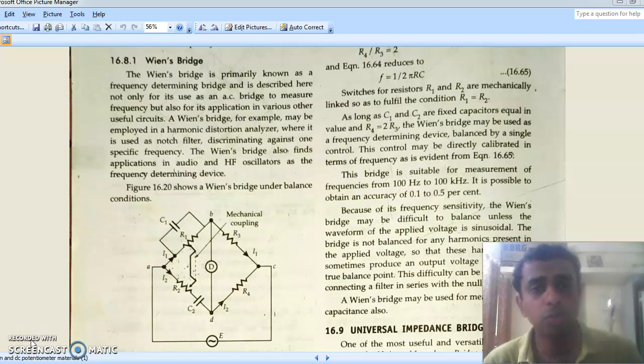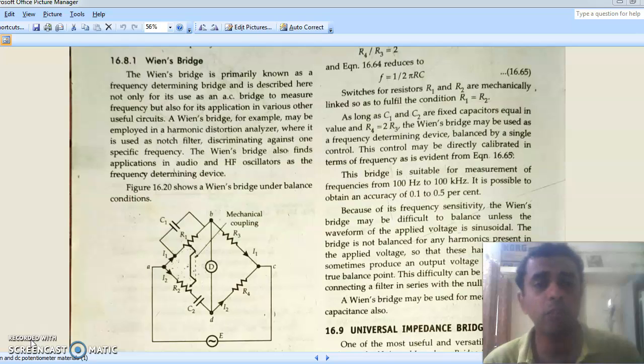One thing I forgot to mention during that lecture was that Maxwell's bridges are used to find unknown inductance of coils having a Q value, that is quality factor, less than 10. For coils with quality factor less than 10, we usually prefer a Maxwell's bridge. There are other bridges which can measure coil Q values greater than 10, for example, the Hay bridge. That is not in the purview of our course, which is why I'm not taking that.